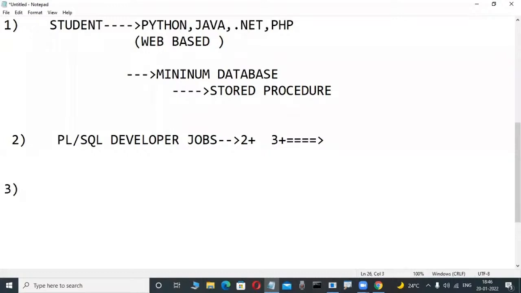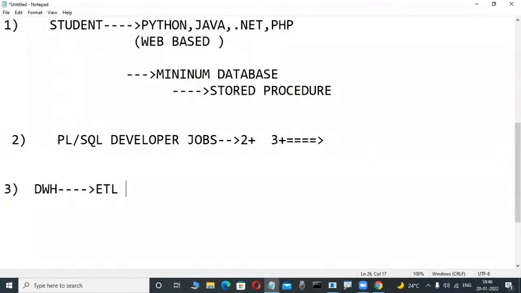Another type of person: nowadays, so many people don't have very good coding knowledge, maybe they are not technical persons. They want to move into software. In that case, there is one type of job: data warehousing technologies. In that, there are ETL programmers and reporting programmers.